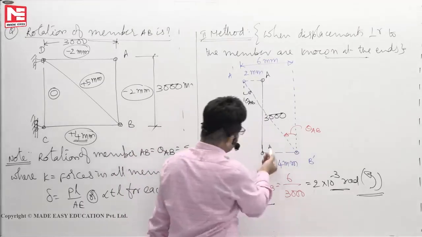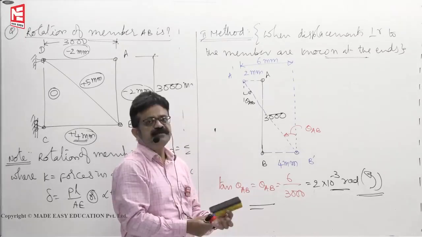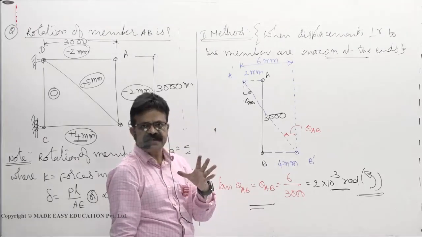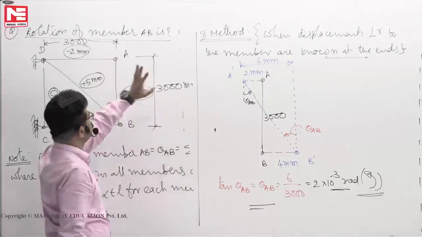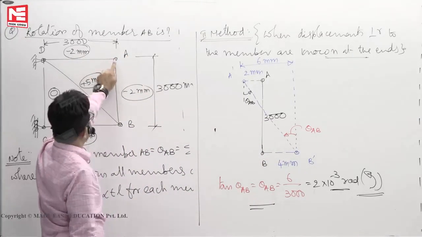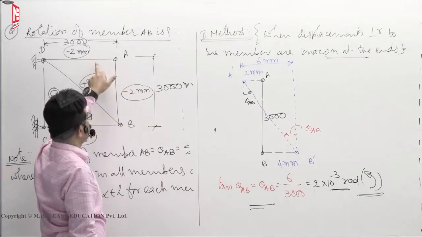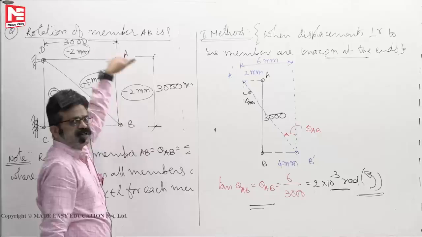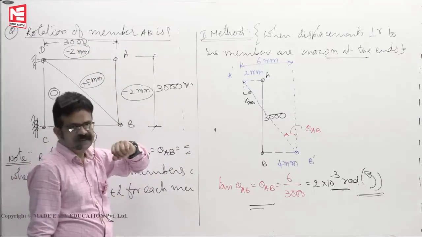See here, this will hardly take say 20 seconds. Even 20 seconds is not there, only 5 seconds is there. Now that you have understood this, you can manage without the diagram also. Minus 2 mm, A went in by 2 mm, B went out 4 mm. So 4 plus 2, 6 mm. 6 mm is the total horizontal displacement. 6 by 3000, 2 into 10 to the power of minus 3 radian.